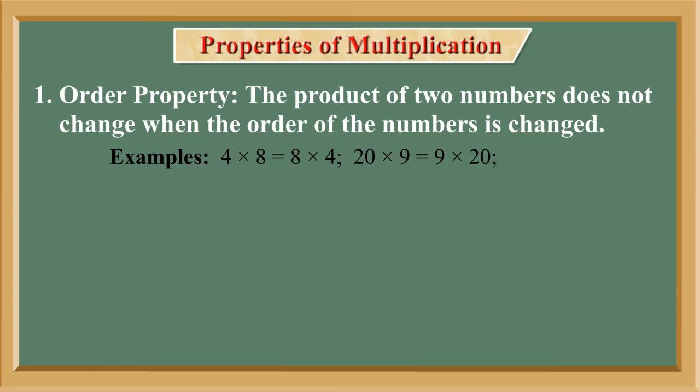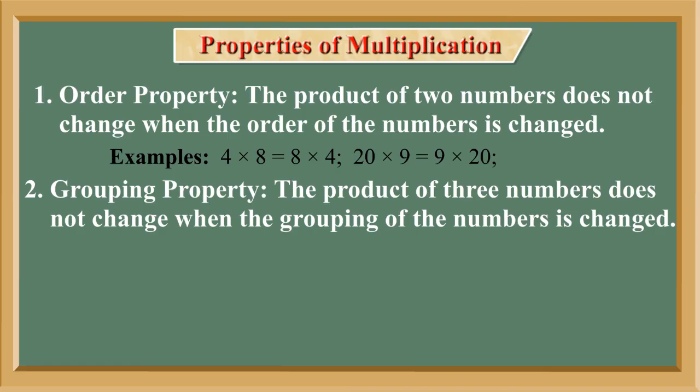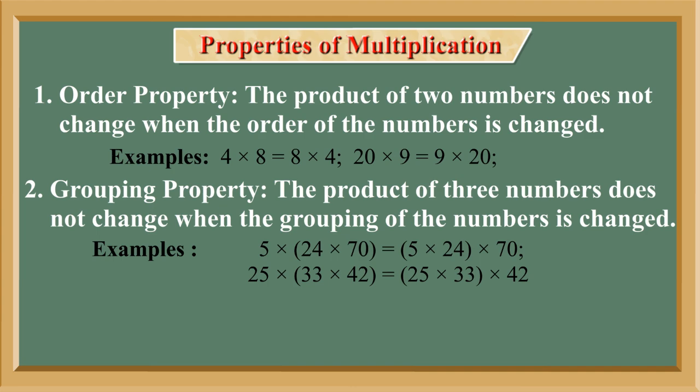Examples: 4 times 8 equals 8 times 4. 20 times 9 equals 9 times 20. 2. Grouping property. The product of three numbers does not change when the grouping of the numbers is changed. Examples: 5 times 24 times 70 is equal to 5 times 24 times 70. 25 times 33 times 42 is equal to 25 times 33 times 42.